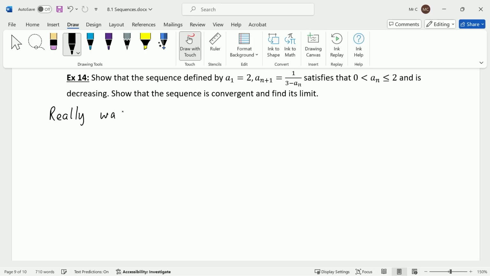So really, we want to show that a sub n plus 1 is less than a sub n, which is less than or equal to 2, but also is positive. So all of the terms are between 0 and 2, and each subsequent term is smaller than the one before it. So we're going to do what's called a proof by induction.